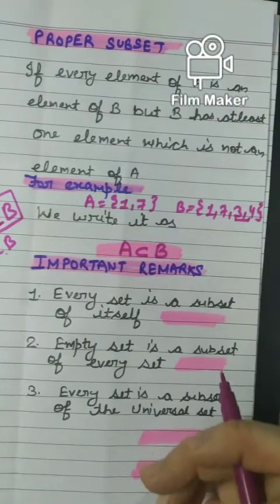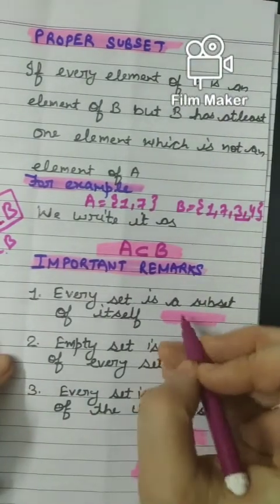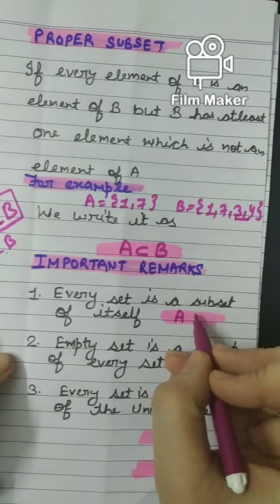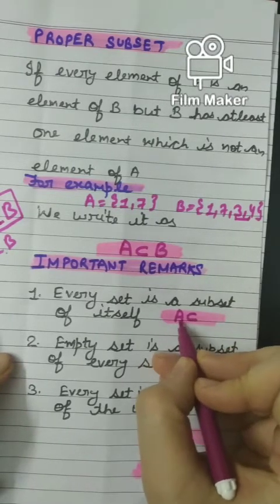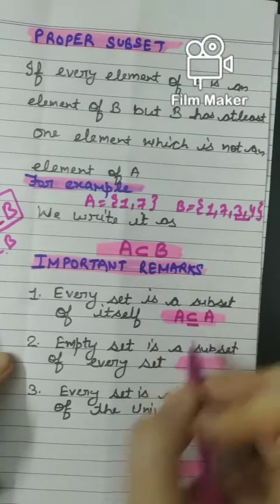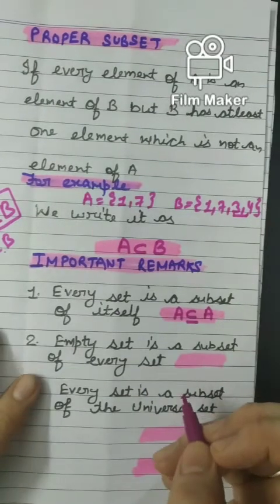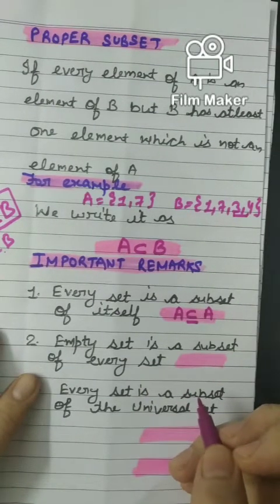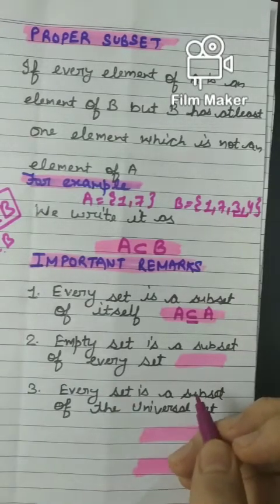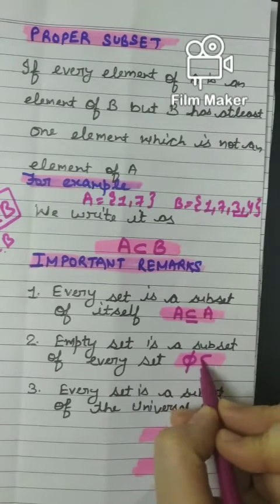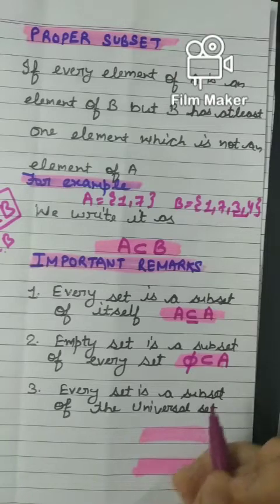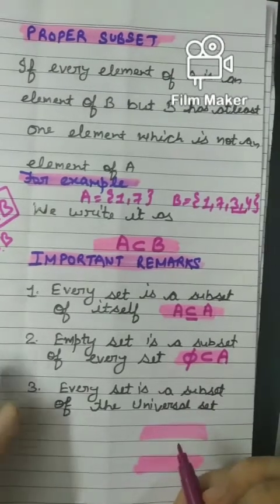Okay, now. Important remarks. Every set is a subset of itself. Definitely. What is definition of subset? That every element of A is contained in A, na? So A is a subset of itself only. Okay. Now next is empty set is a subset of every set. Yes, beta. Since the empty set has no element, we will say phi is contained in A. So empty set is a subset of every set. Any set you can take at the place of A.